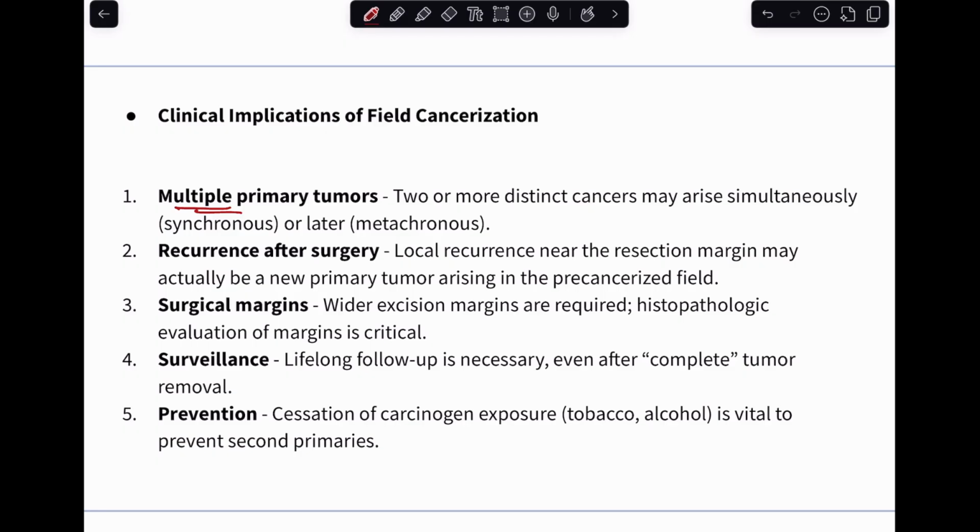And last of all, prevention. It is very important in cases of oral cavity cancers that you advise the patient to completely cease exposure to the carcinogen, which can be tobacco, alcohol, and any other quid use, etc., to prevent the development of any second primary.